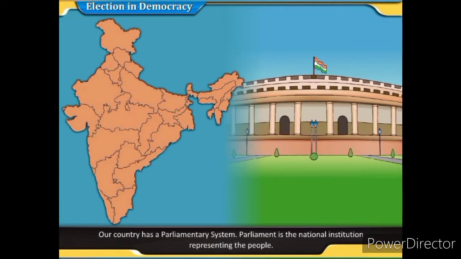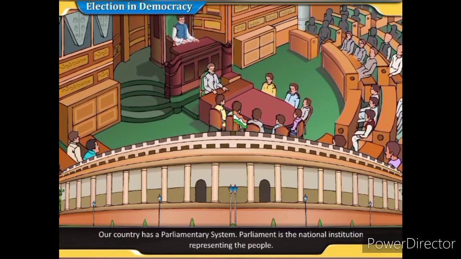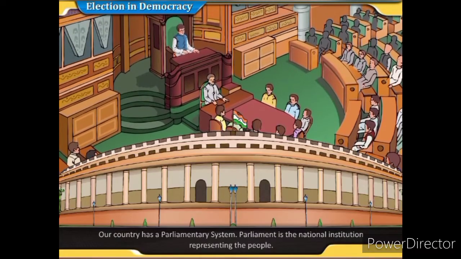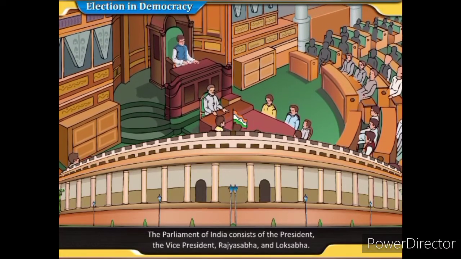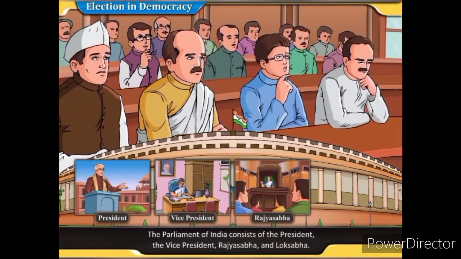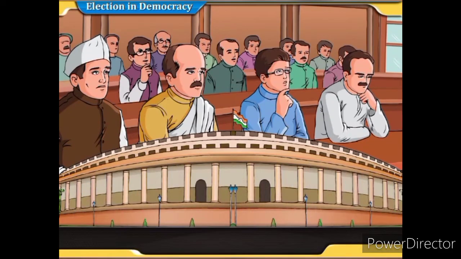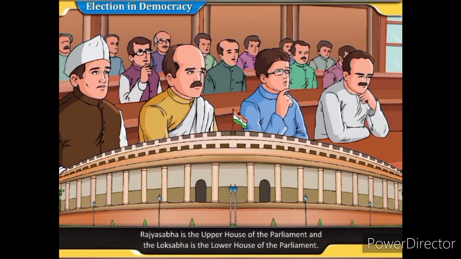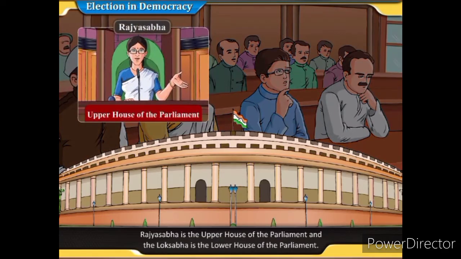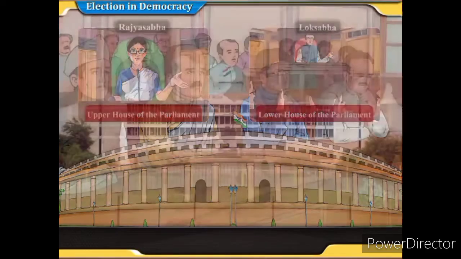Our country has a parliamentary system. Parliament is the national institution representing the people. The Parliament of India consists of the President, the Vice President, Rajya Sabha and Lok Sabha. As mentioned in the earlier chapter, Rajya Sabha is the upper house of Parliament and the Lok Sabha is the lower house of the Parliament.